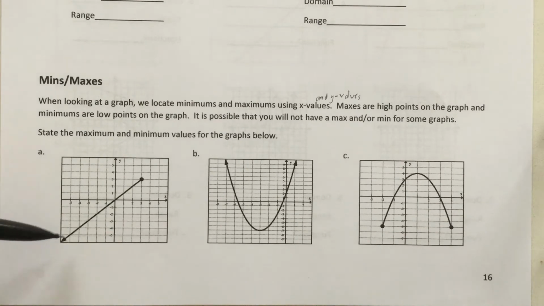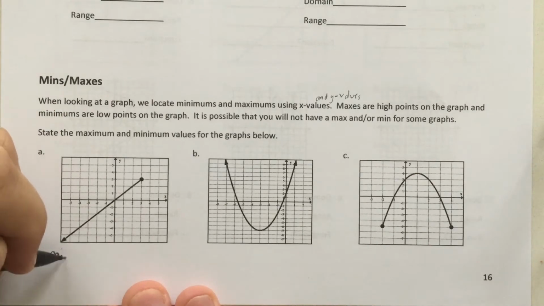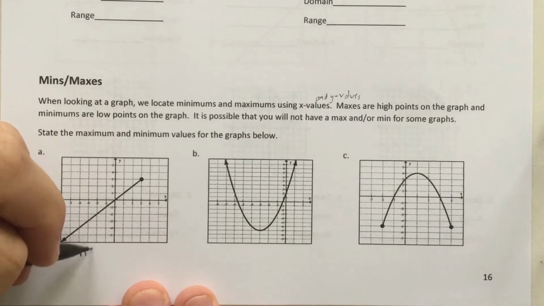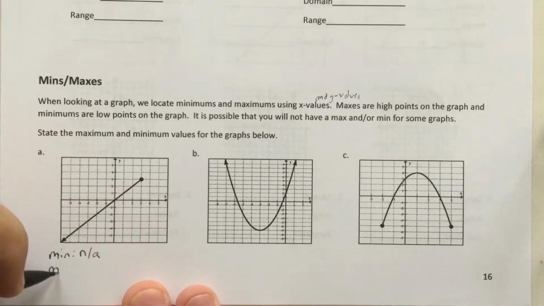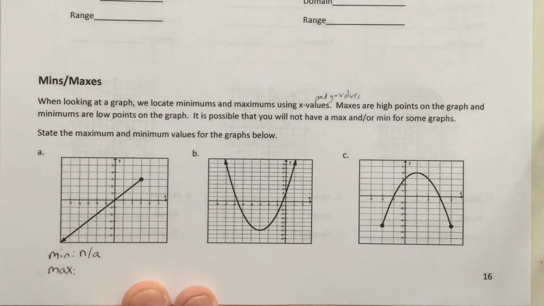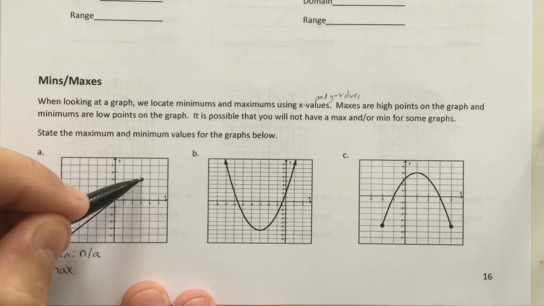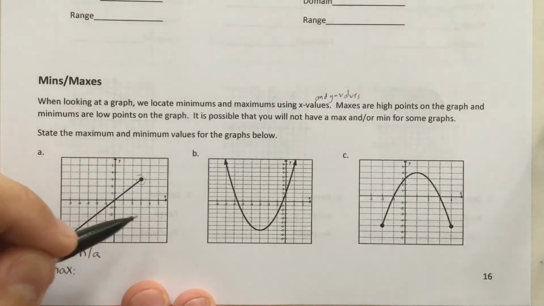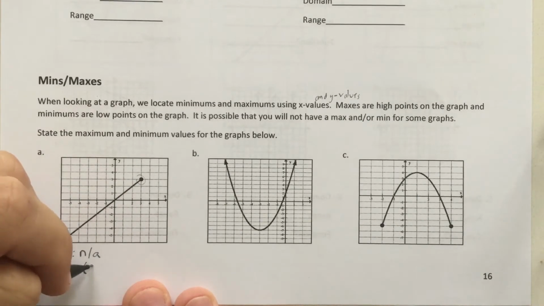For letter A, notice there's an arrow here, so it's going down, and it's going down forever. So there's not one single point that would be a minimum. So we do not have a minimum here, so we can just write minimum NA. For our maximum, on this side there's no arrow, there's a point. So this point right here is the highest point we have. I'm just going to write that as an ordered pair, and it's (3, 3).